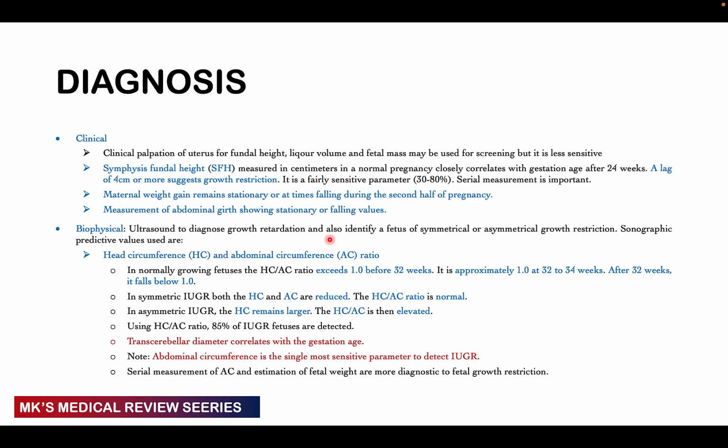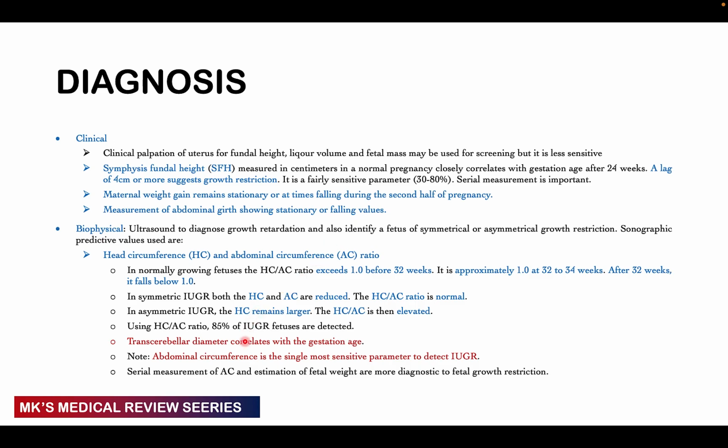So in someone who has symmetrical intrauterine growth restriction, both the head circumference and the abdominal circumference are reduced. So it means that the ratio is going to be the same. It's going to be normal. Then in an asymmetrical type of IUGR, the head circumference is going to remain large, and that means that your head circumference to abdominal circumference is going to be elevated. Then using the head circumference to abdominal circumference ratio, 85% of the IUGR fetuses can actually be detected.